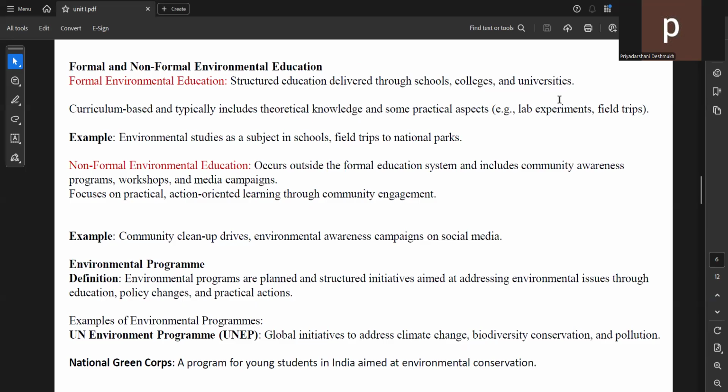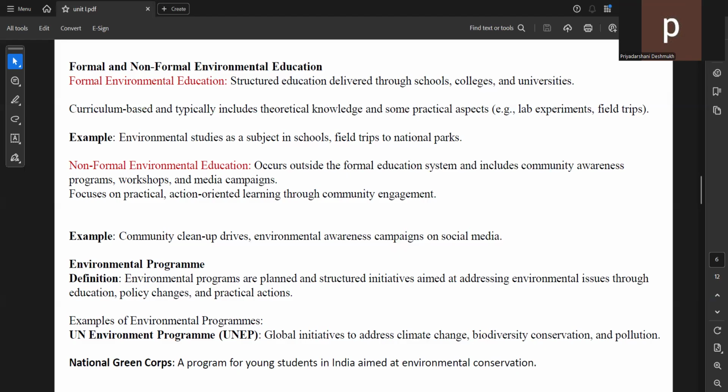It is basically curriculum based, and it typically has practical and theory sessions, giving knowledge of practical aspects like lab experiments and field trips. For example, environmental studies as a subject in schools and field trips to the national parks.